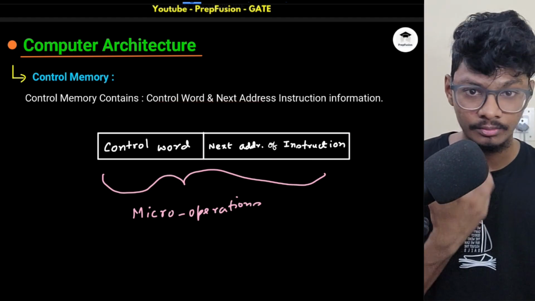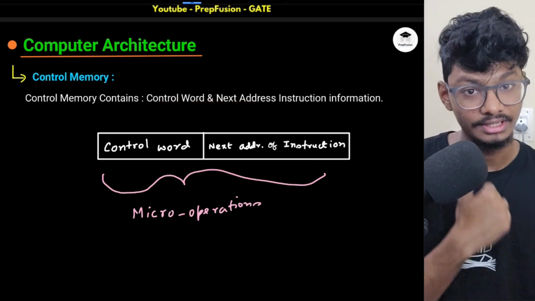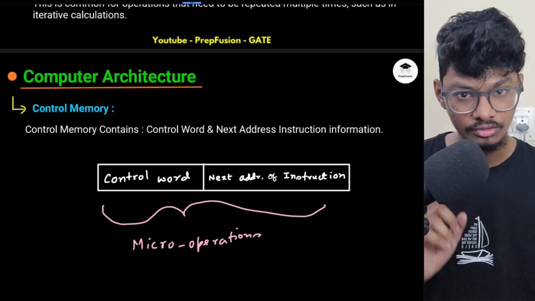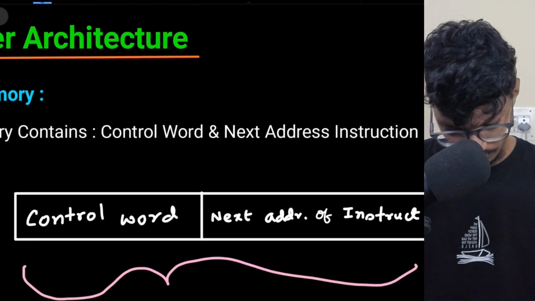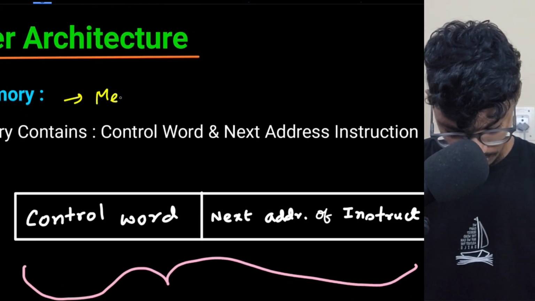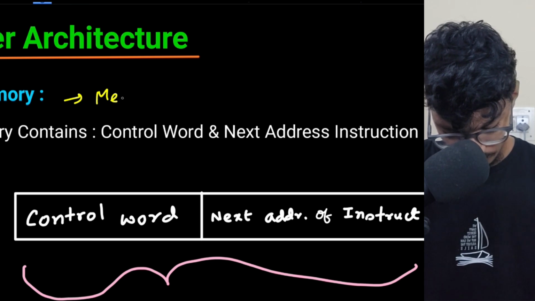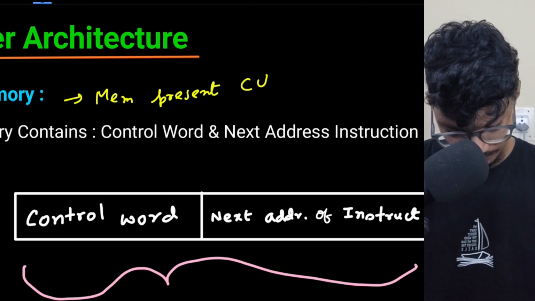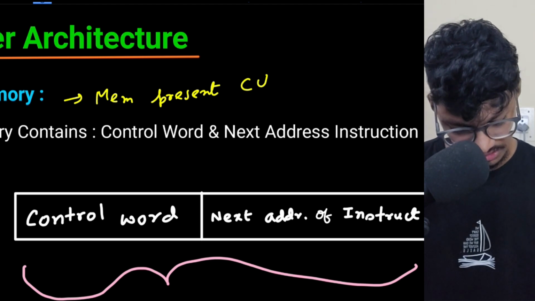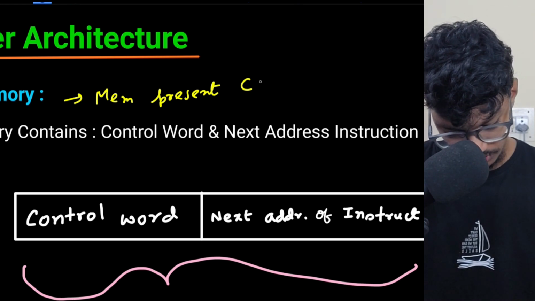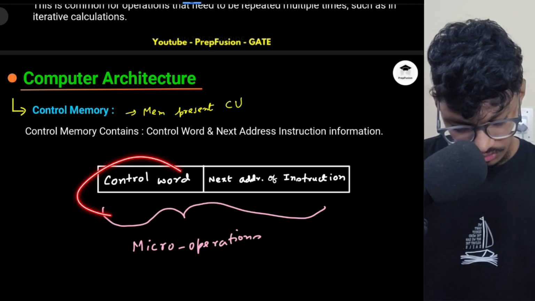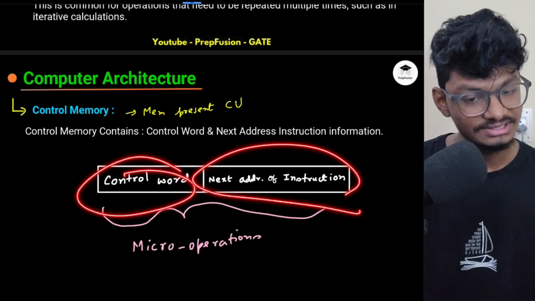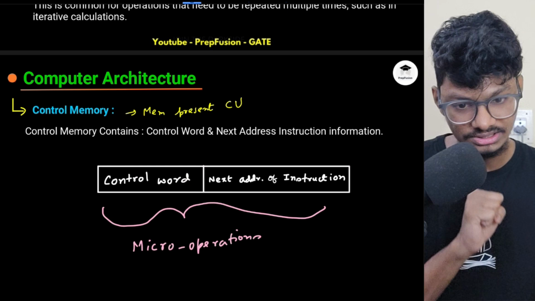So remember, this is the memory present in the hardware, in the control unit. I have already told you this will be present. Control memory will be present in the control unit itself. That's why the access is faster, but still it will take some time for us to access a memory, right? It contains the control word and the next address of the instruction. So these two things are present.